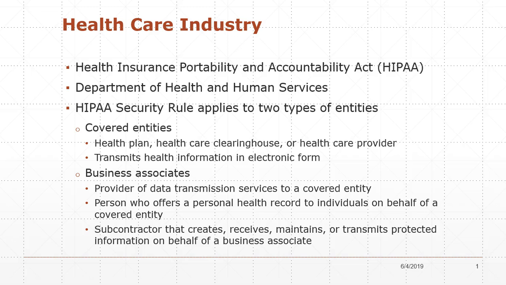Business associates, on the other hand, are providers of data transmission services to covered entities, or a person who offers a personal health record to individuals on behalf of a covered entity, or a subcontractor that creates, receives, maintains, or transmits protected information on behalf of a business associate.